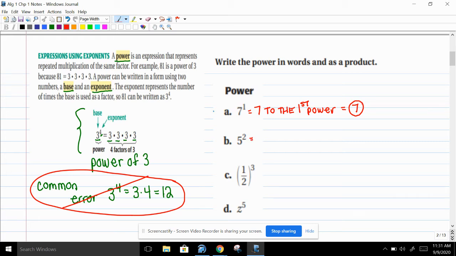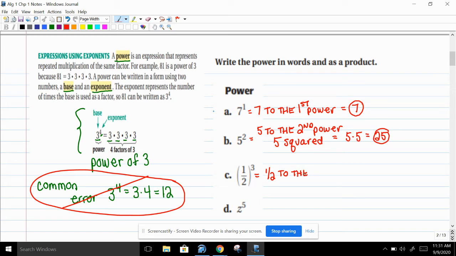Down here, 5 with a little 2, that is 5 to the 2nd power. You could also write that as 5 squared. You can use squared when the exponent is 2. And that means we got 2 factors of 5, which would be 5 times 5, which you should know is 25. So the common error is to say that 5 to the 2nd power is 10. It's not 10.